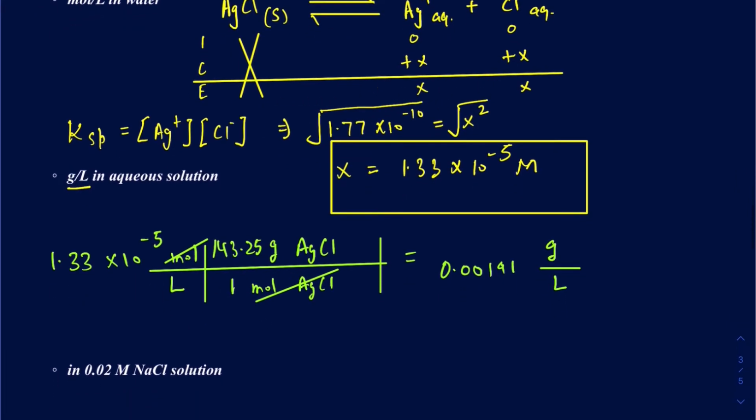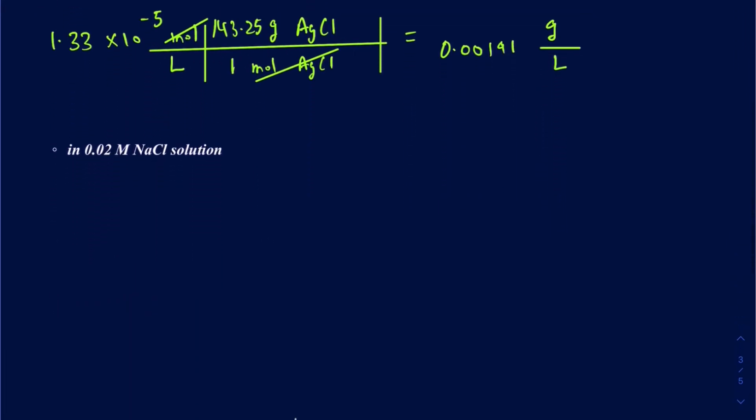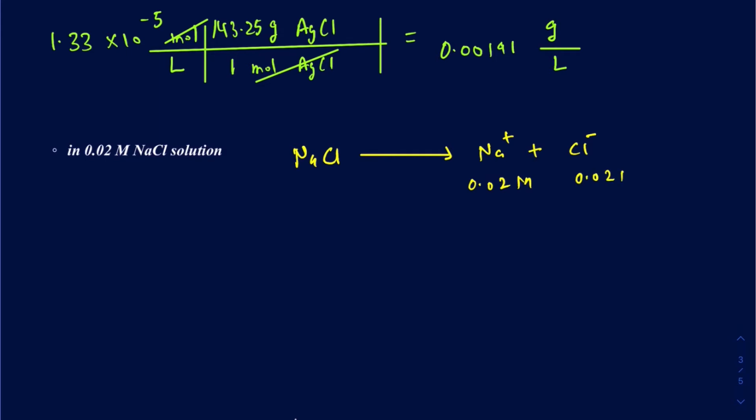Okay, so now what happens when you have 0.02 molar NaCl present? Remember, your NaCl is a strong electrolyte, and this NaCl is actually going to get broken into ions. When it gets broken, you're going to be making Na plus, and you're going to be making Cl minus. So I can easily say the concentration of Na plus is going to be 0.02 molar, and the concentration of Cl minus is also going to be 0.02 molar.